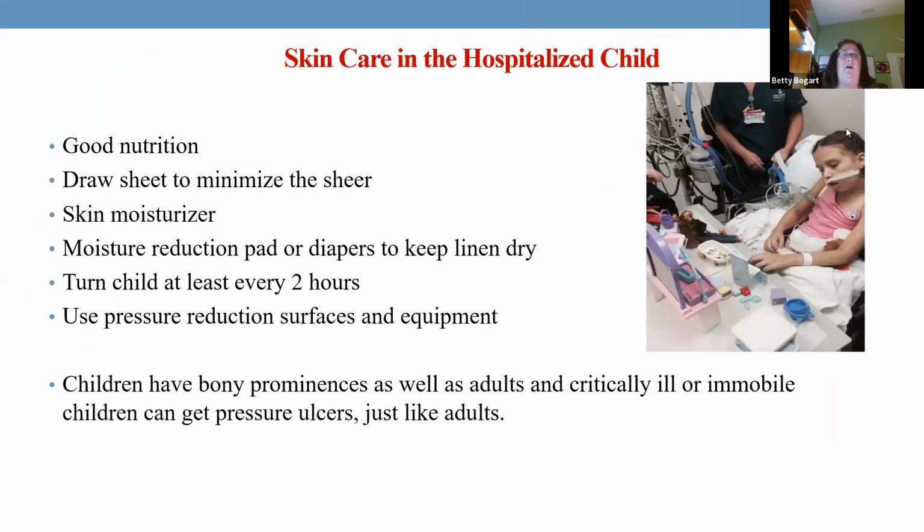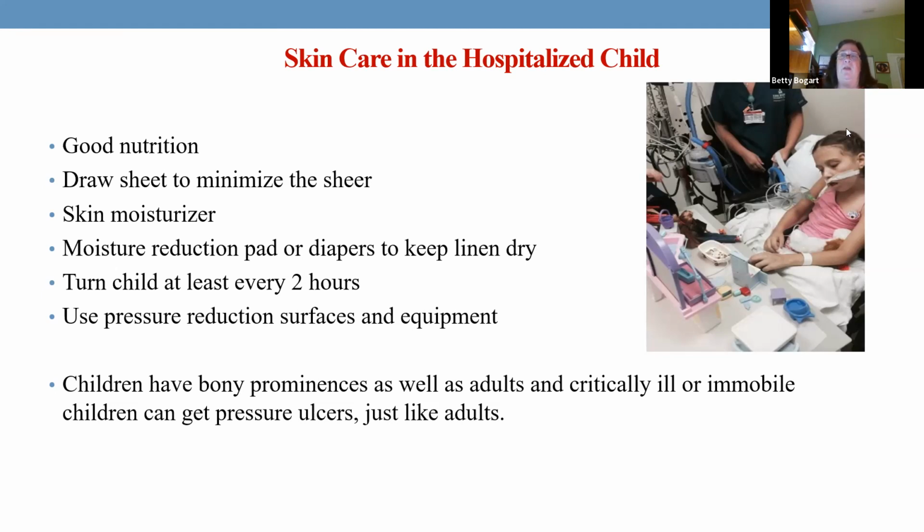So skincare in the hospital. We think that only adults have problems with skin and worry about turning, positioning, and decubitus ulcers. Well, children can also get these breakdowns. So number one on the list of preventing skin breakdown is good nutrition. Nutrition is the most important thing we can give our children.